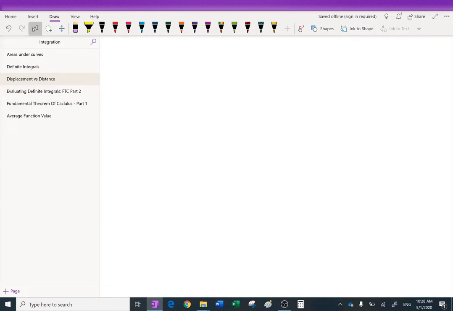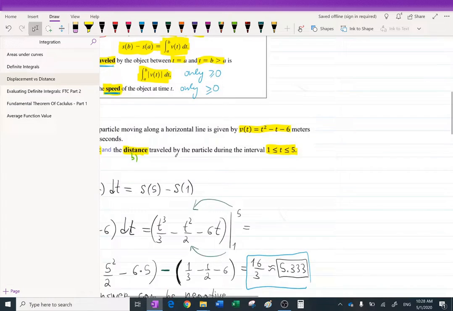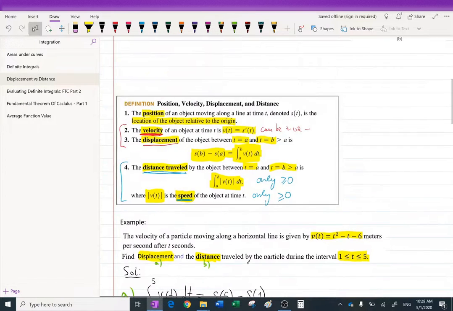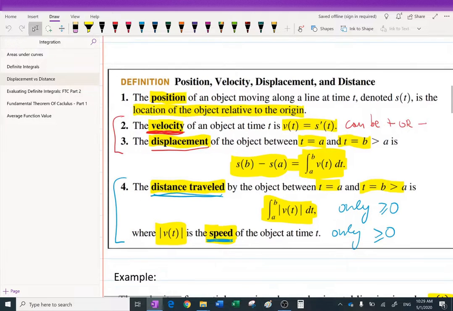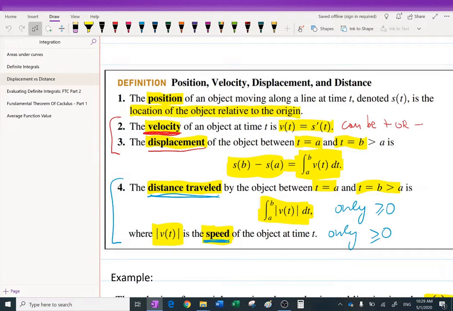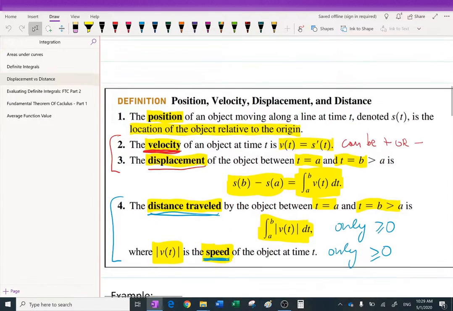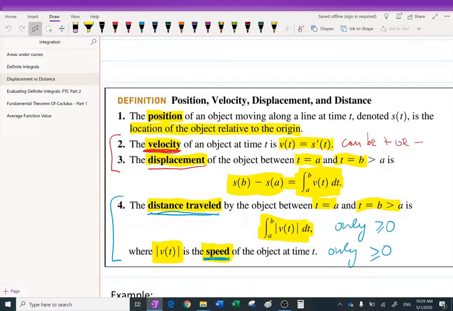Distance and displacement showed you that those are not the same thing, just like speed and velocity are not the same thing. So position is position. Position of the object is the location of it, right? Velocity, though, can be positive or negative. Displacement: what do we want to think about? How far I am. So if I want to talk about displacement, then it's going to be exactly the integral from a to b. But distance traveled will be the absolute value of the function inside of the integral from a to b.